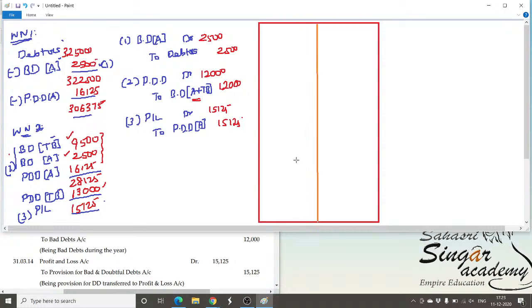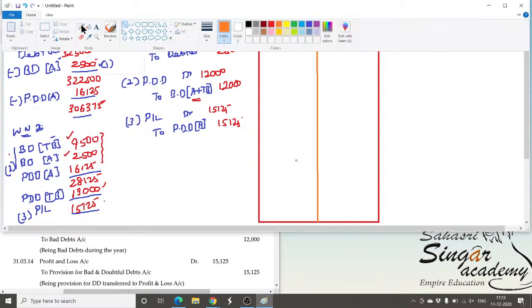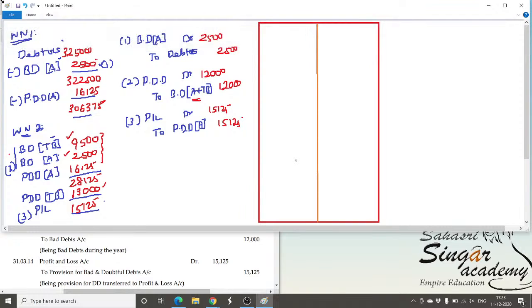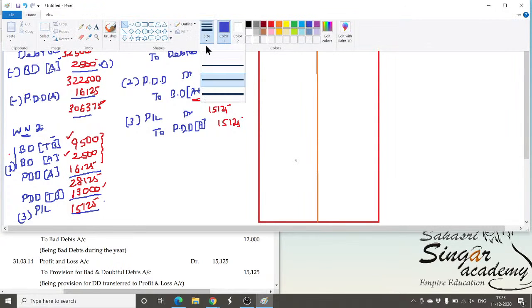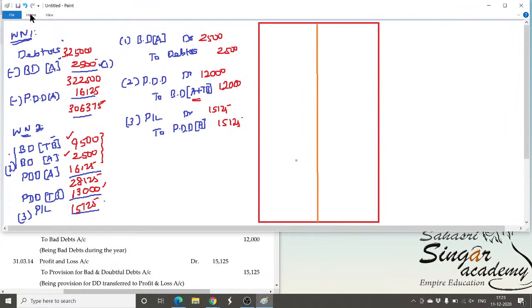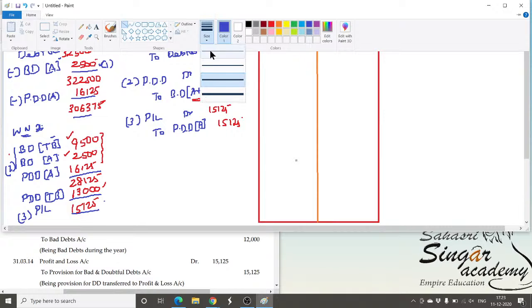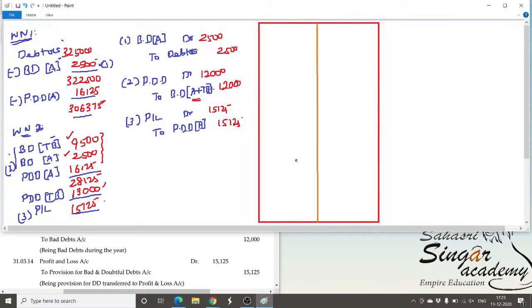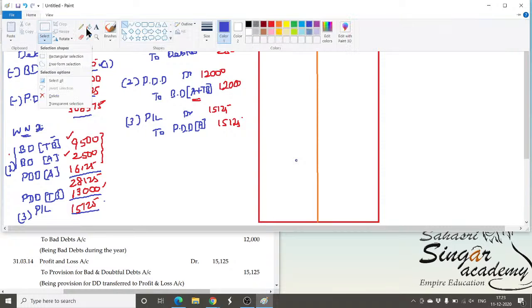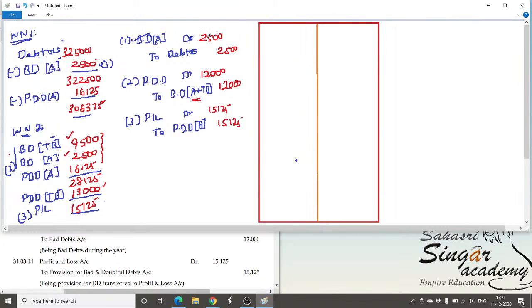Now, I'm going to open all the ledgers here. Okay, one second. So, what are the ledger accounts to be opened?